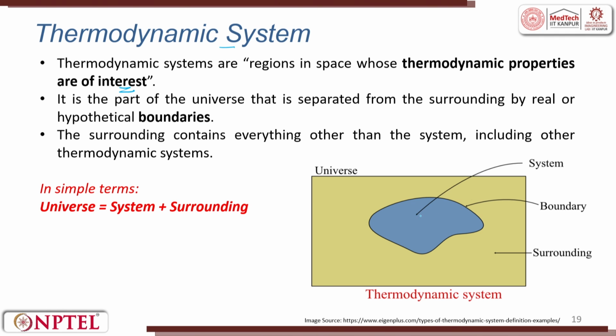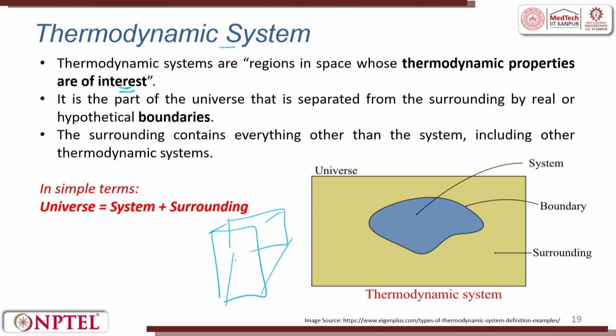You can see here, this is a system. This system is separated from the universe by a boundary. That is the limitation, surrounded by real or hypothetical boundaries. For example, if I have a refrigerator, then this box becomes a boundary to the rest of it. And why is it important?